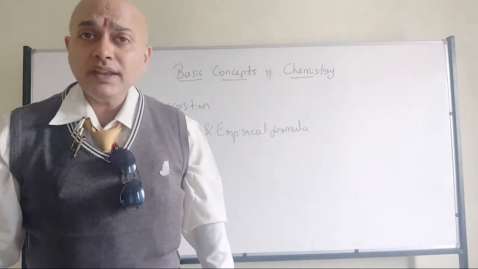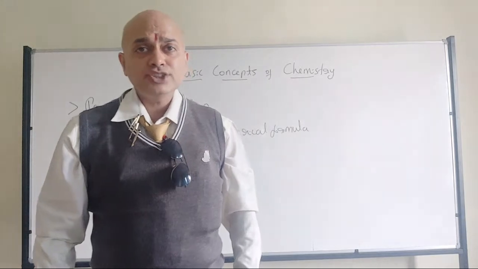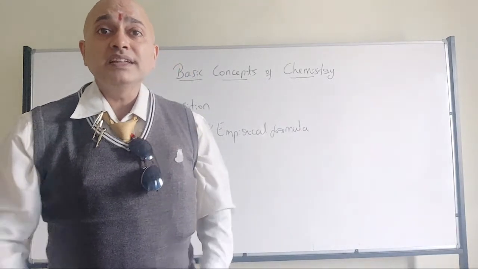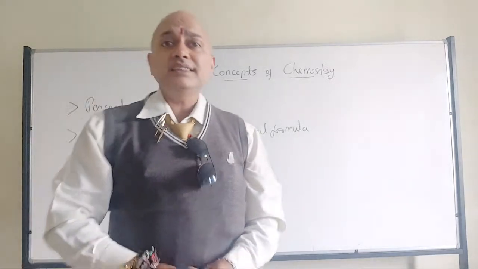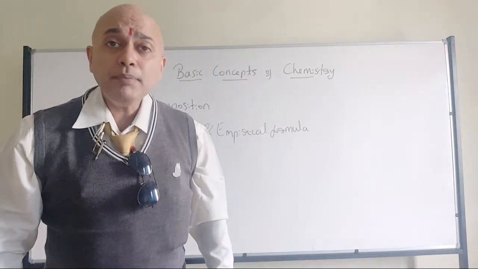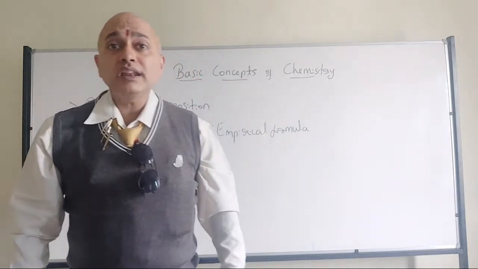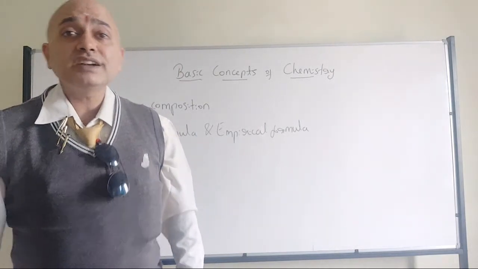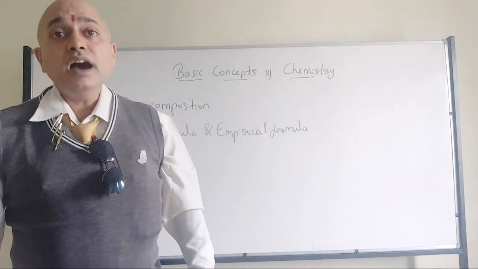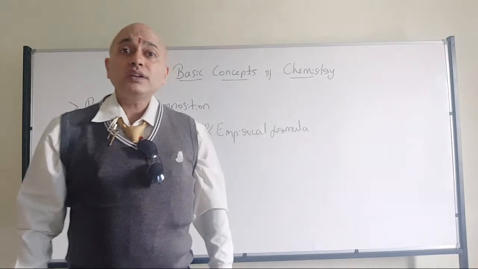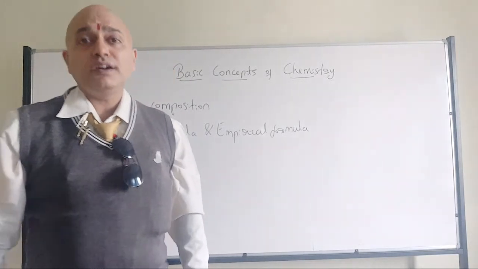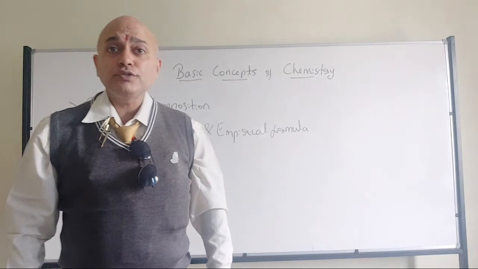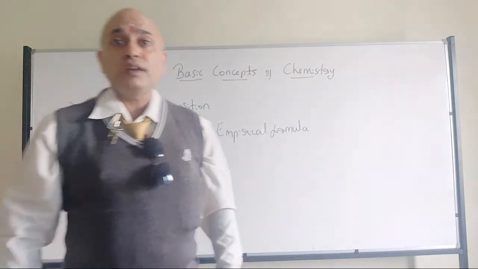Fine. So to calculate the empirical formula, what is required? Percentage composition. Because if you know the percentage composition, then easily you can find out the ratio of those elements. Then you can easily write the empirical formula, because empirical formula gives the information about the ratio of the elements. Fine. So that's where we have the advantage of percentage composition. Now, to calculate the molecular formula, what is required? To write the molecular formula, we should know the empirical formula.